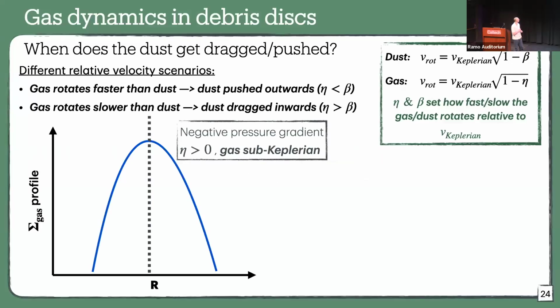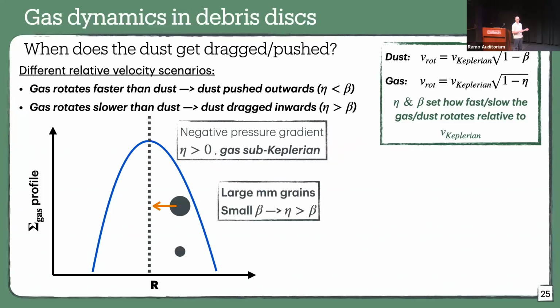And so what's interesting now is to know when this dust gets dragged inwards and when it gets pushed away. We can take this example of a Gaussian gas surface density profile, and we can first focus on the right side of it, where we have a negative pressure gradient, which means that our eta is positive, which means that our gas is going to be sub-Keplerian. To this, we can bring our large and small grains, and we can first focus on our large grains. For our large grains, we have a small value for beta, which means that we're in a regime where eta is going to be bigger than beta.